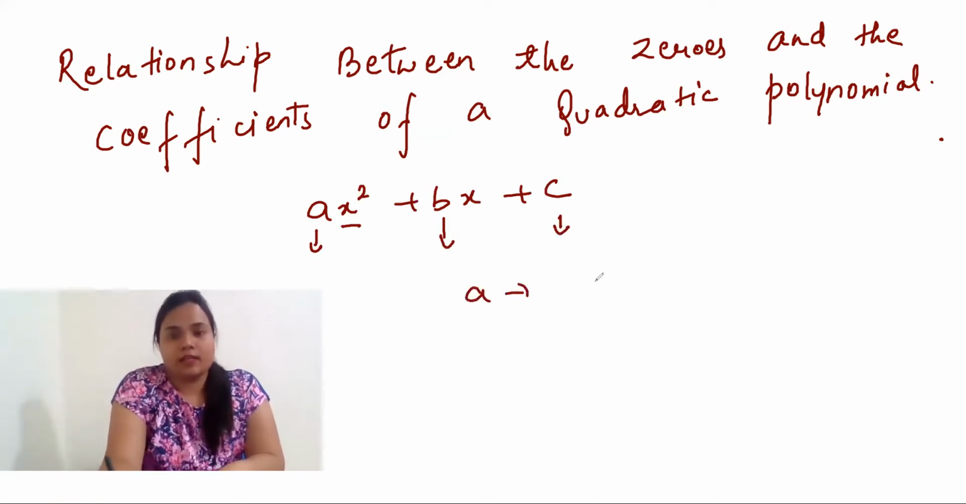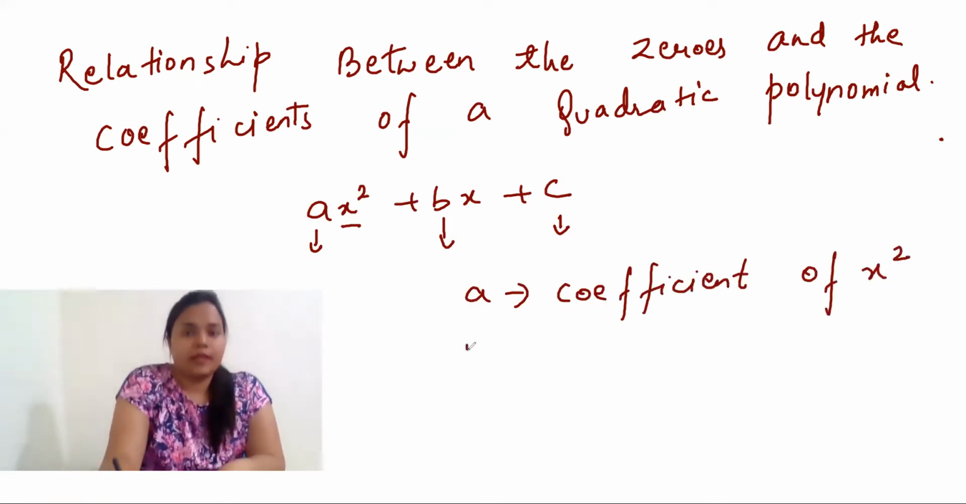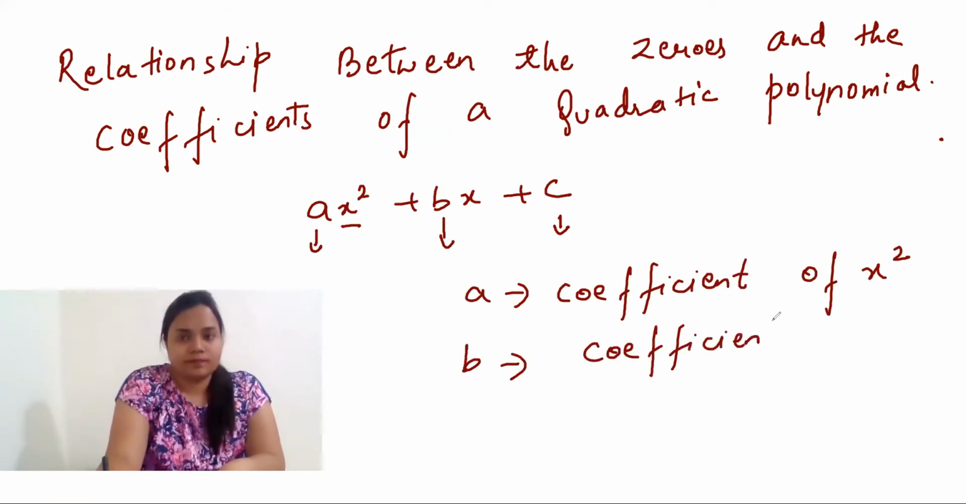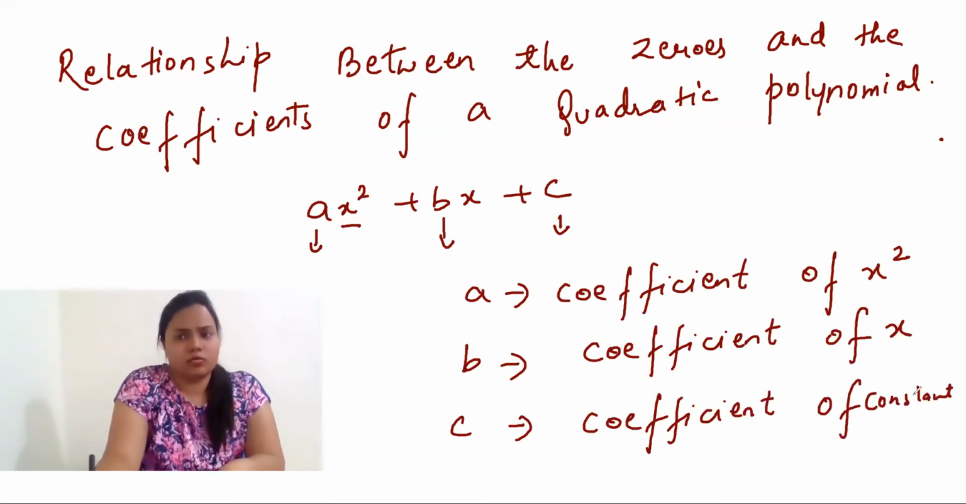So a is the coefficient of x square, b is the coefficient of x, and c is the coefficient of the constant, or we can say it as the constant term also.